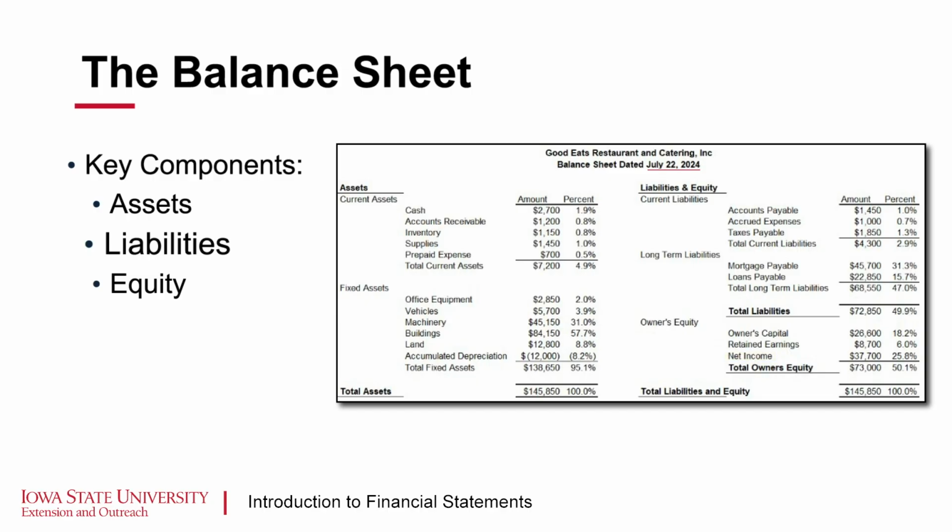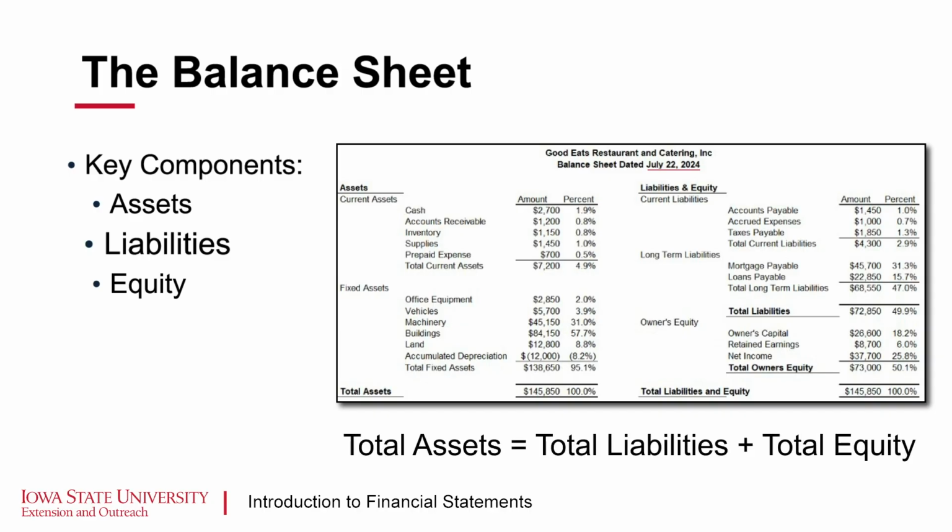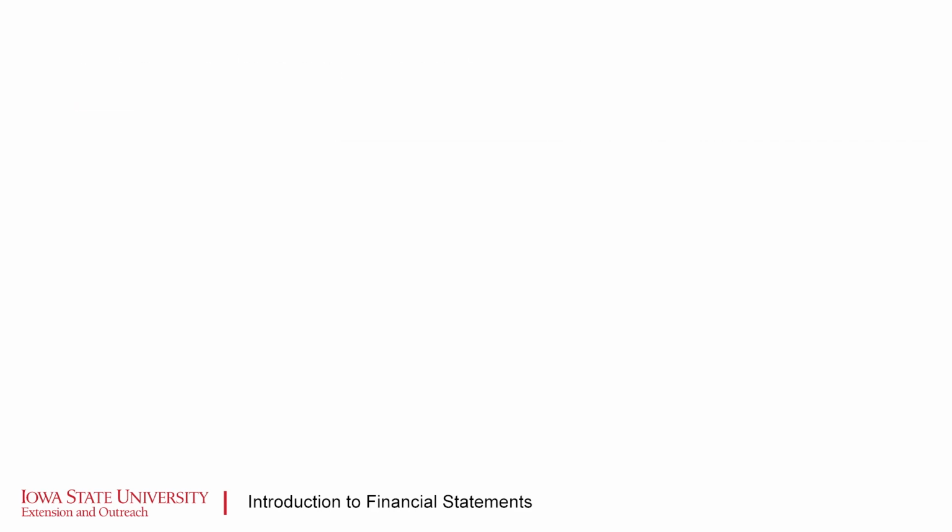A basic accounting equation, sometimes called the accounting equation, is total assets equals the total of liabilities and equity. The meaning of this statement will be explained during the balance sheet course.